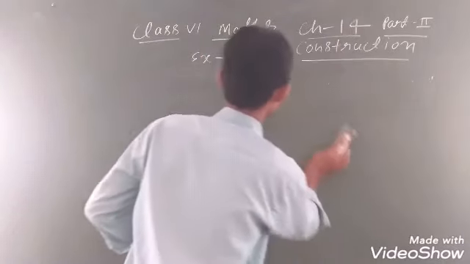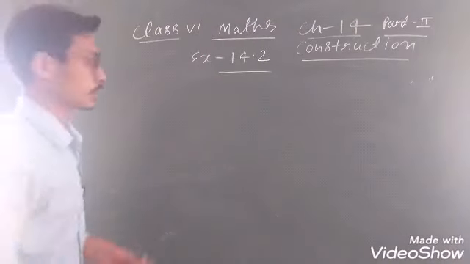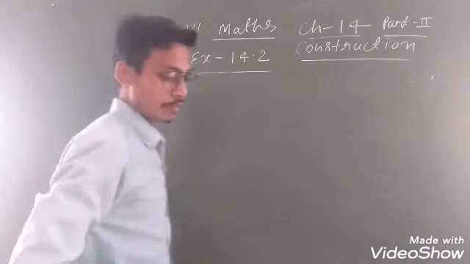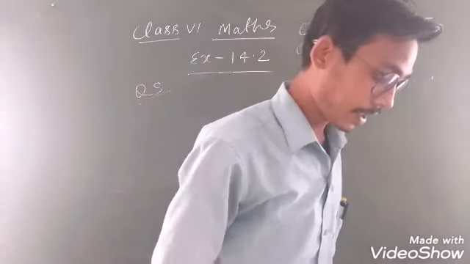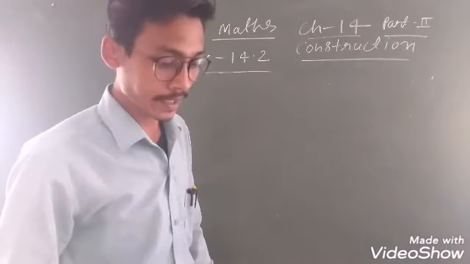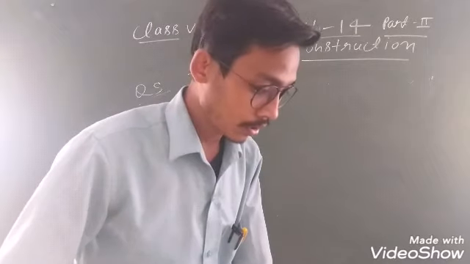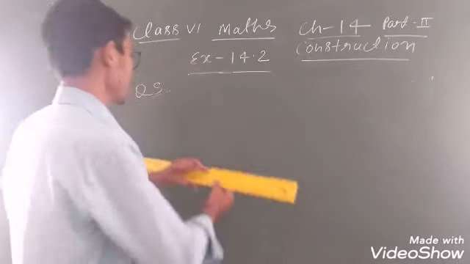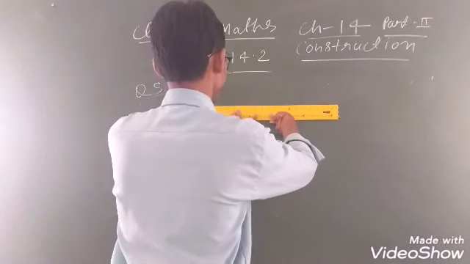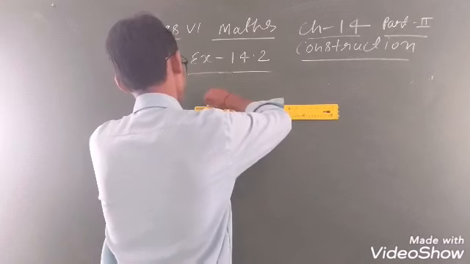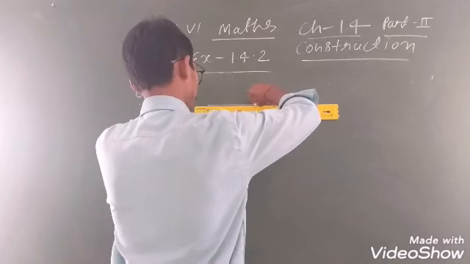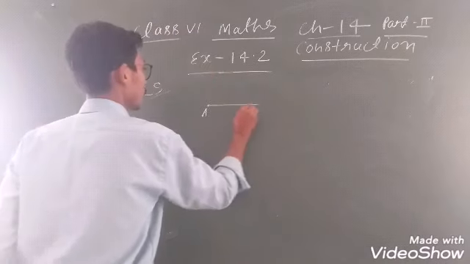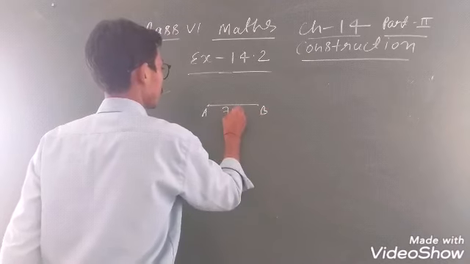Question number 5. Given question number 5, what is given student? It is given AB equal to 7.3 centimeter and CD equal to 3.4 centimeter. Okay? AB equal to 7.3. So first we will draw 7.3. So this is our AB. AB is 7.3.